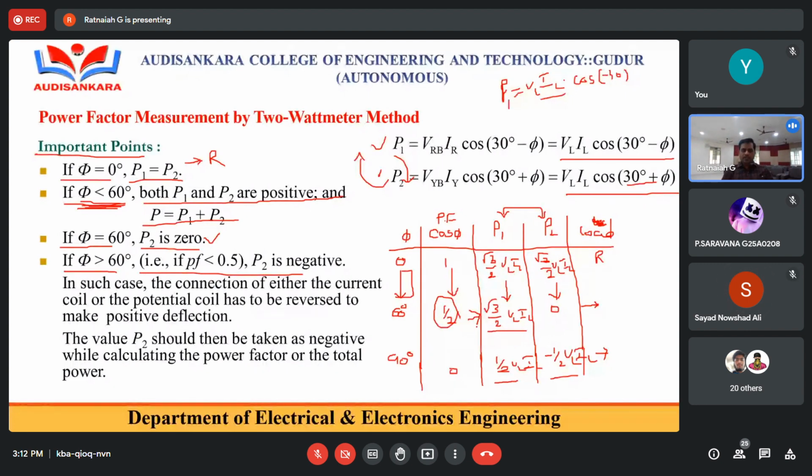So, right, at the time of competitive exams, they can ask a question like this. Please be ready to answer my question: at what power factor should both the wattmeter readings be equal?